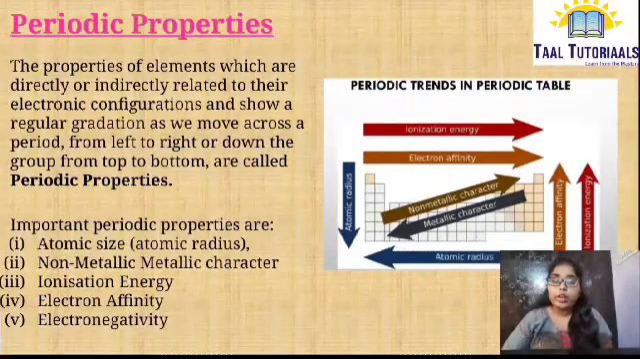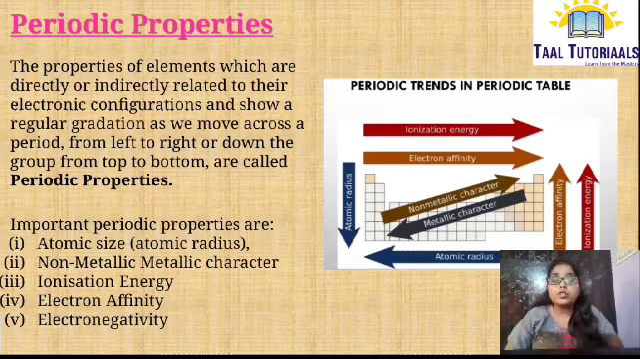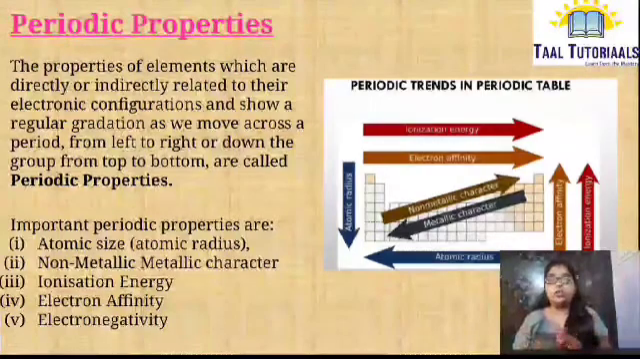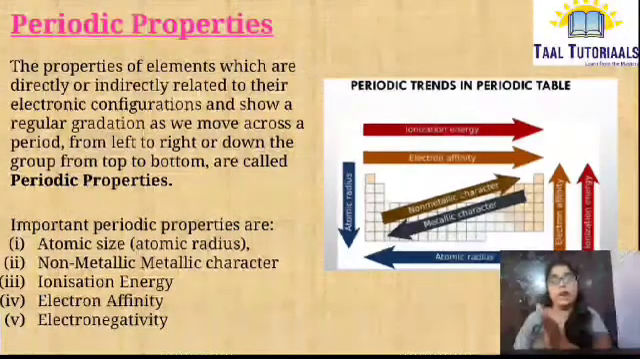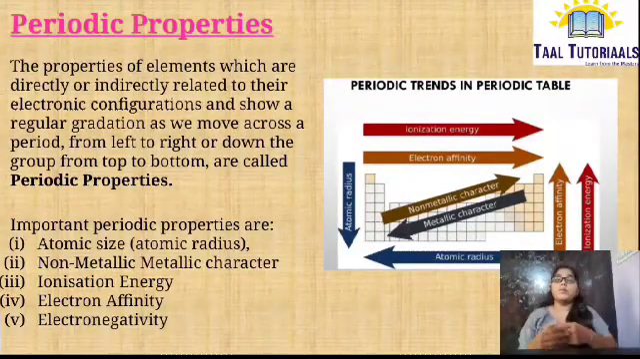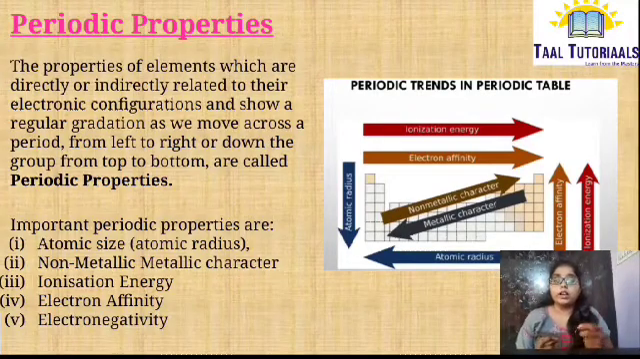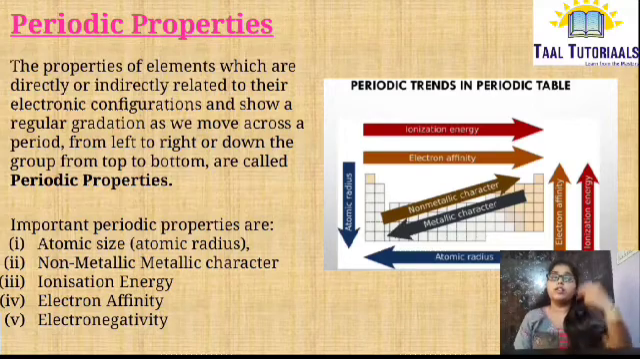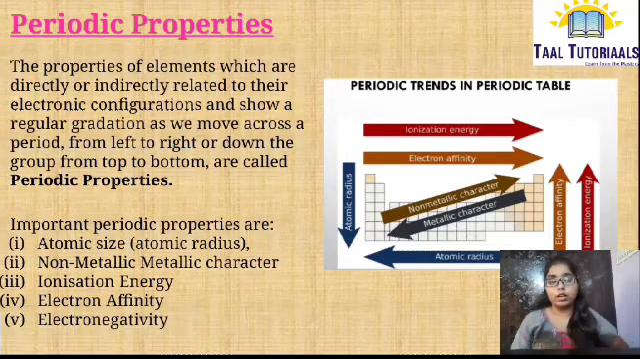The properties of elements which are directly or indirectly related to their electronic configuration and show a regular gradation as we move across a period, that is from left to right, or down the group, that is from top to bottom, are known as periodic properties. These are the properties of elements where there is a relation with the electronic configuration of the element, and they show changes when we move across a period and from top to bottom down the group.